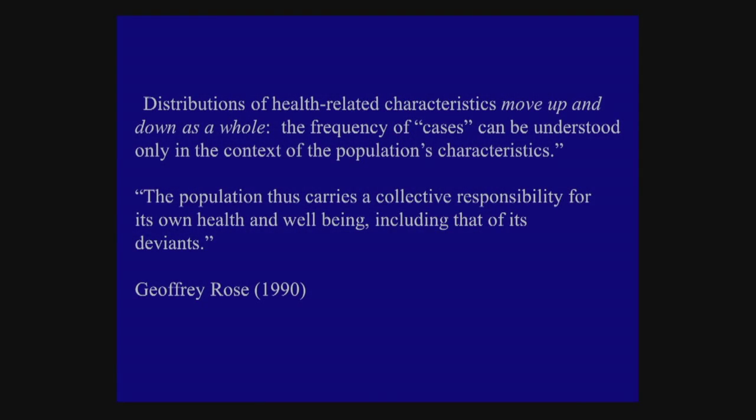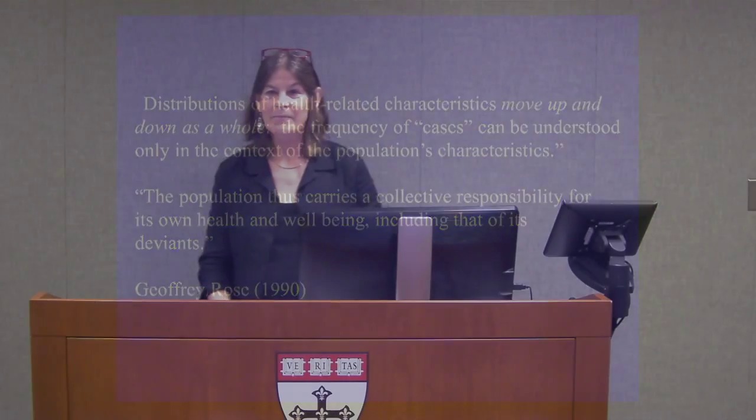So he says, the distributions of health-related characteristics move up and down as a whole. The frequency of cases can be understood only in the context of the population's characteristics. And what he says, and this is actually one of the largest frameworks for understanding social determinants of health, is the population thus carries a collective responsibility for its own health and well-being, including that of its deviance, by which he means the tails. And that actually is the contribution of Jeffrey Rose, and why it's important to hold within us a population health perspective as we start to think about social determinants of health.